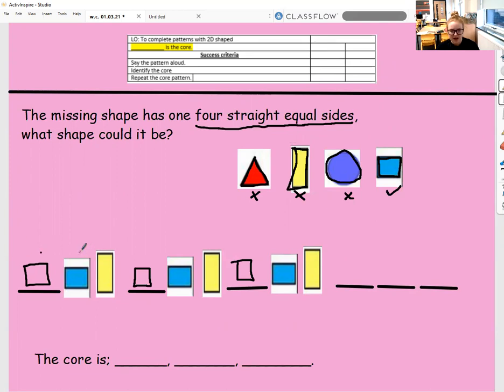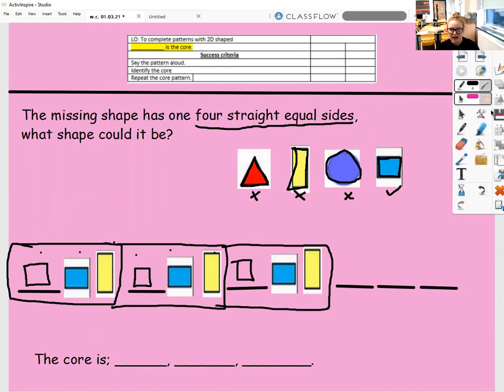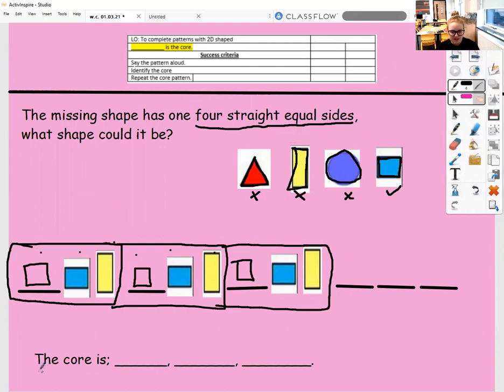Like so, there's a square here and a square here and a rectangle. And then a square, a rectangle. So like I said, this is my core, and then the rest of it is repeating. So this is the core repeating, and this is the core repeating. Fantastic, okay. Now I want to complete my sentence of the core is.